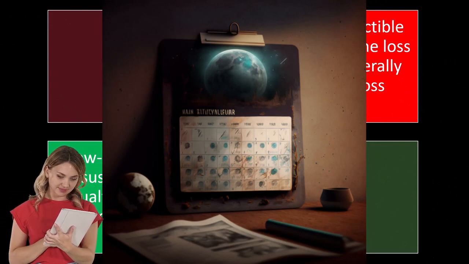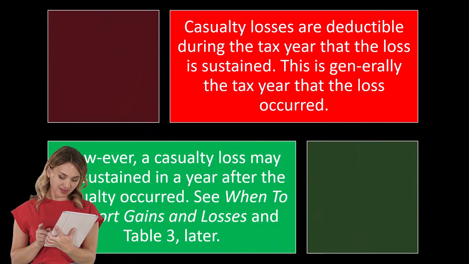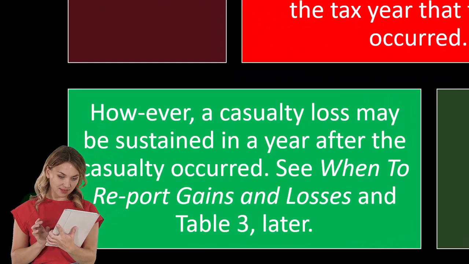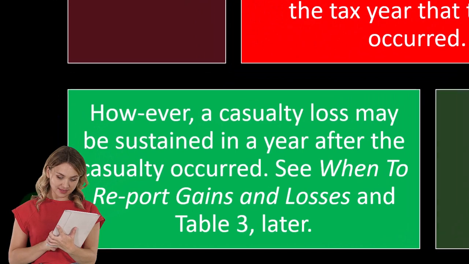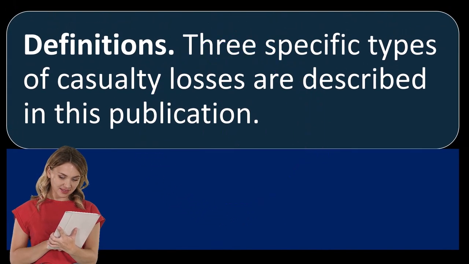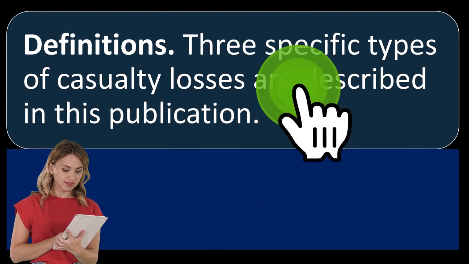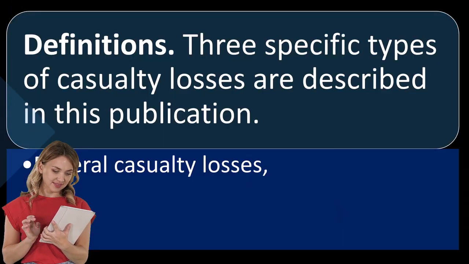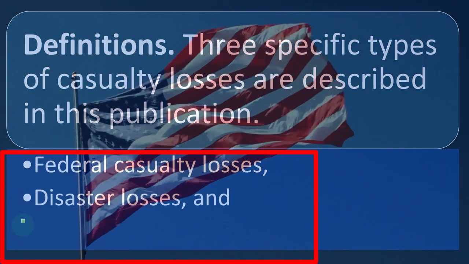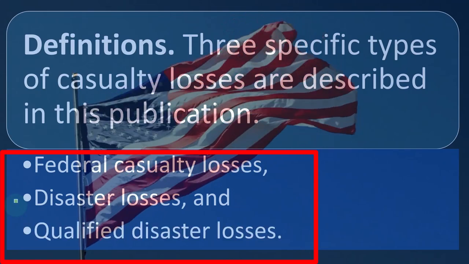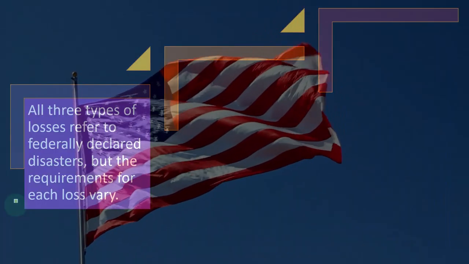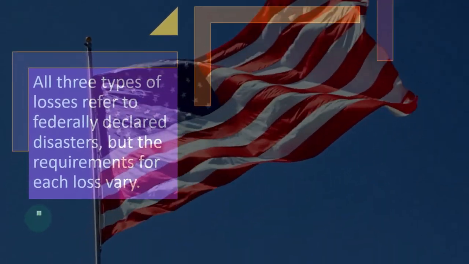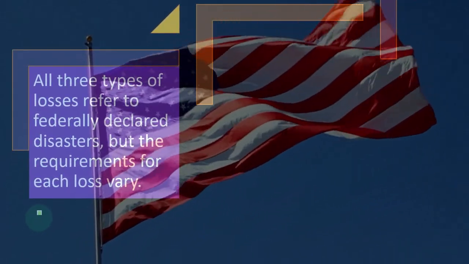However, a casualty loss may be sustained in a year after the casualty occurred. See when to report gains and losses and Table 3 later. So definitions, 3 specific types of casualty losses are described in this publication. You've got the federally declared disaster losses, disaster losses, and qualified disaster losses. So all 3 types of losses refer to federally declared disasters. Remember that was a key component here.